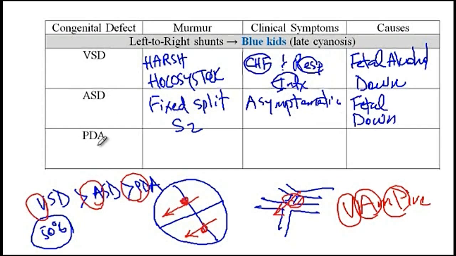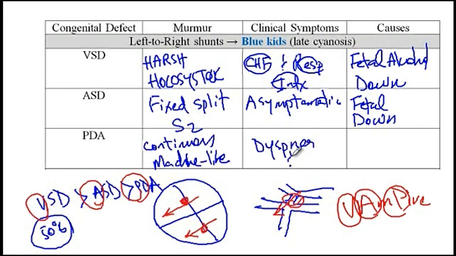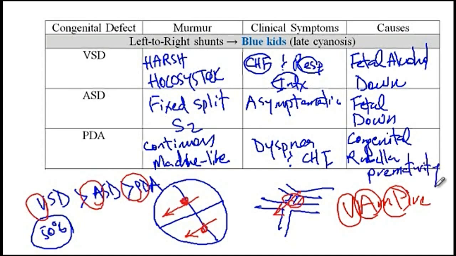The next condition is patent ductus arteriosus, and the murmur is characterized by a continuous machine-like murmur, and these conditions cause dyspnea and congestive heart failure. PDA is commonly associated with congenital rubella infection as well as prematurity. So it's very important to remember that rubella is associated with patent ductus arteriosus.